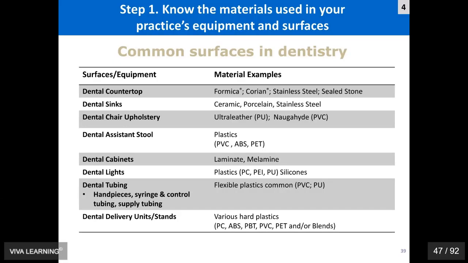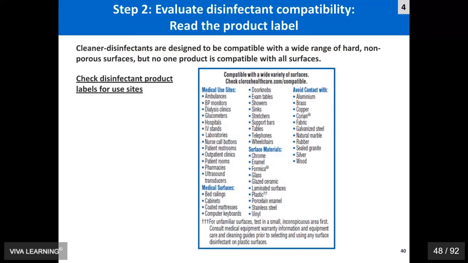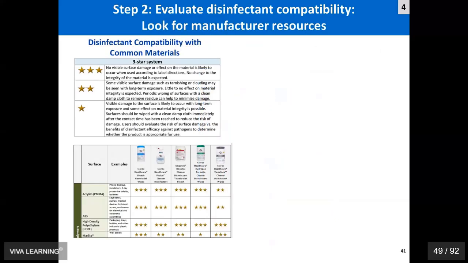So know what materials you have, and then take a look at a label. This is a Clorox label. That's one of the things I really like about the product, is that they talk about what you're compatible with. So you know you're not destroying things. You know you're picking the right thing. So you've figured out what material you have. You take a look and see what the possibilities are with the different disinfectants you have. And then look again for manufacturer's resources.